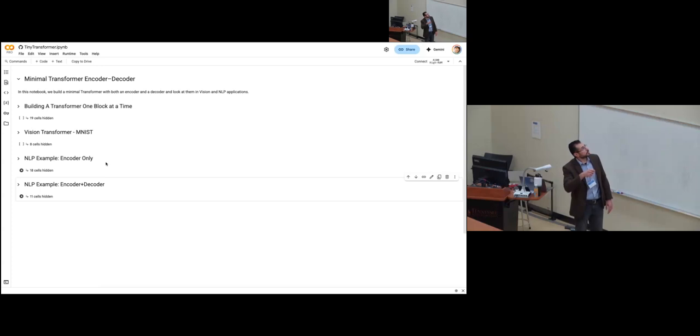And then it shows an application of the transformer in vision. It creates a ViT and applies it to MNIST and shows the performance of a tiny ViT on MNIST. Then it does an NLP example of sentiment analysis. So we create another network to analyze text and do a classification on sentiment analysis for movies, right? And then lastly, we do an encoder-decoder training on Shakespeare.